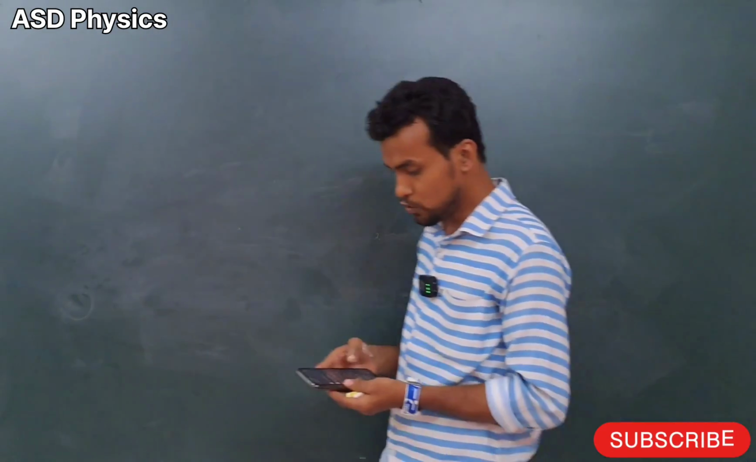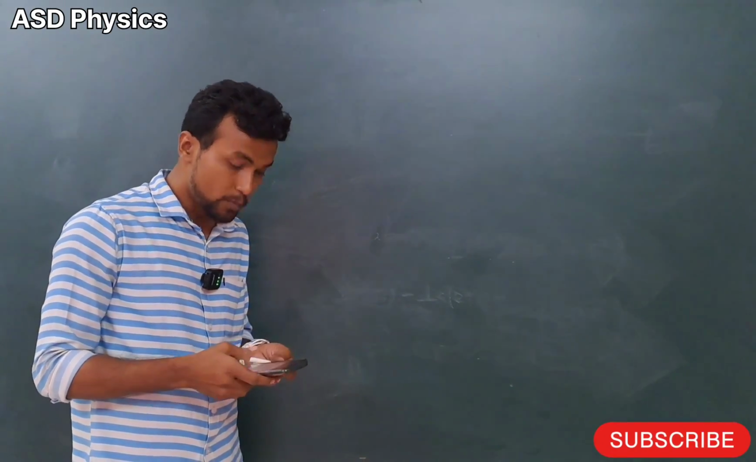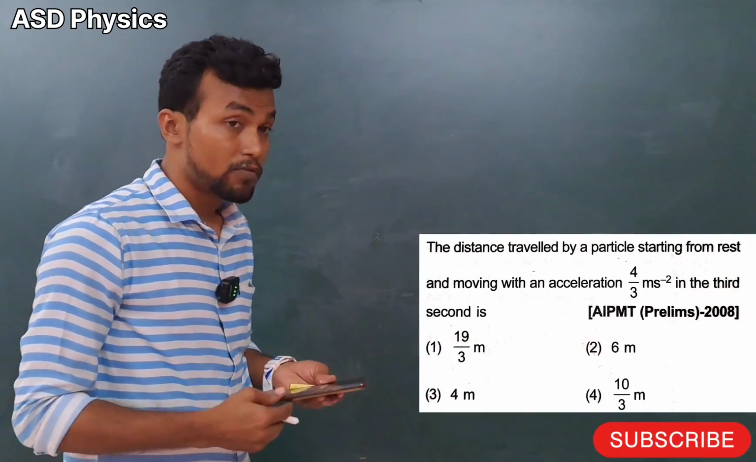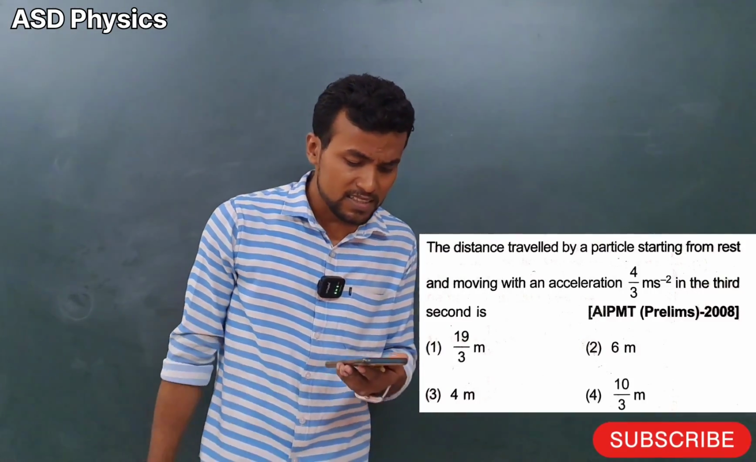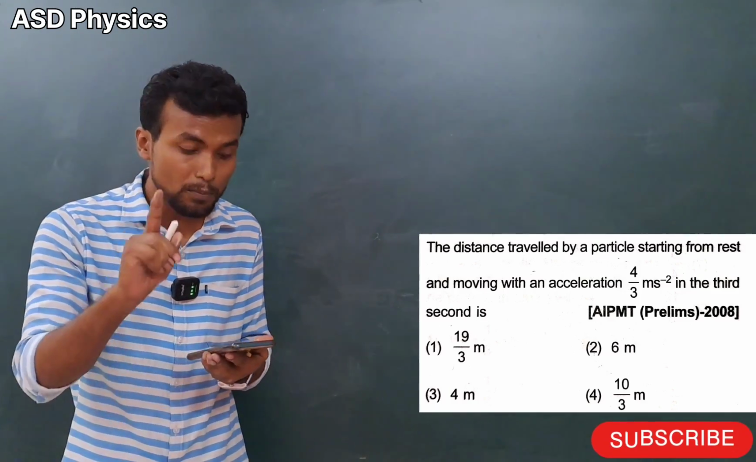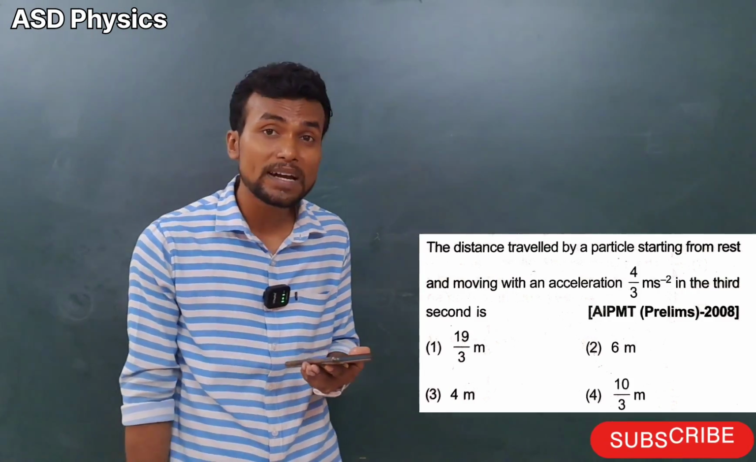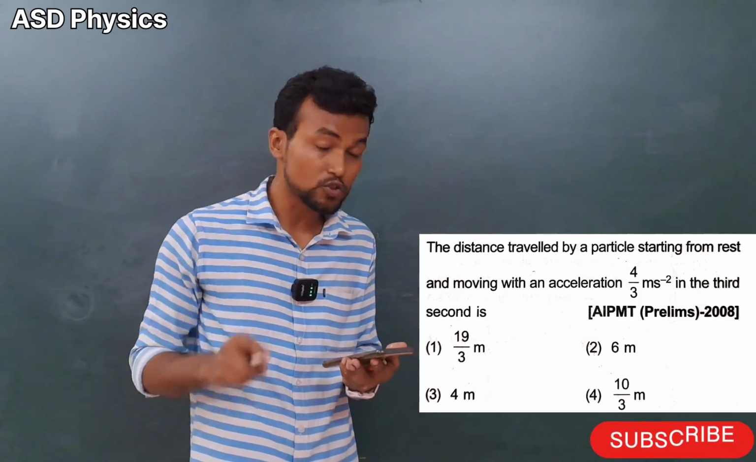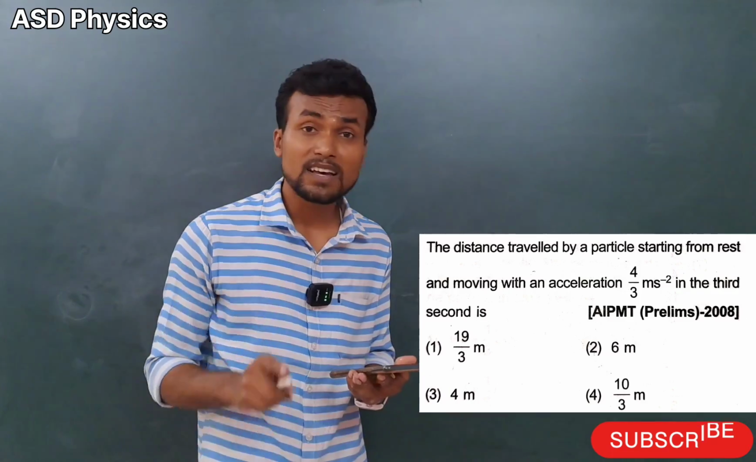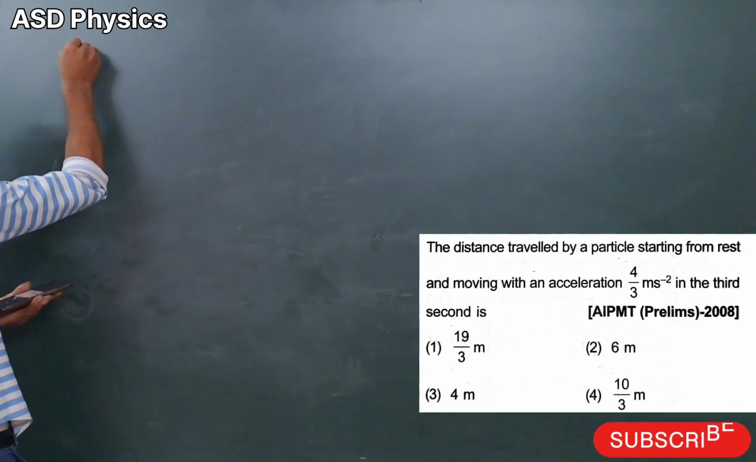So my dear students, we are going to solve the problems now one by one. The first question is: the distance travelled by a particle starting from rest and moving with an acceleration of 4/3 meter per second square, and they are asking what? They are asking distance travelled in which second? Third second. Okay, so my dear students, this is the first question here.